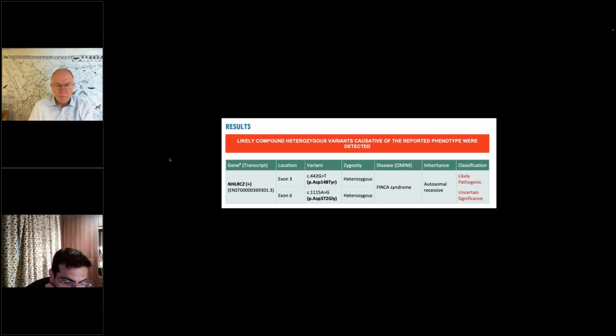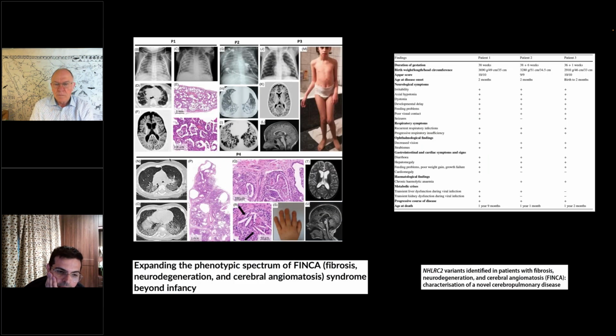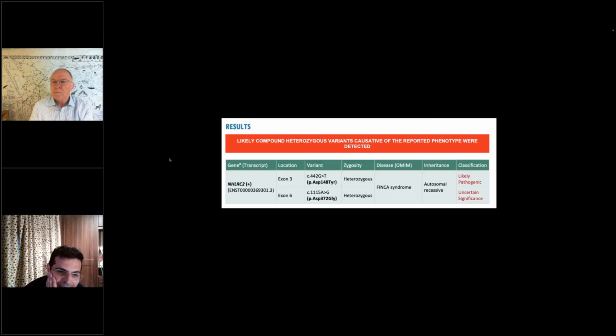Don't know about the gene being pathogenic, but no, I've not seen this one. And really, can you call this FINCA without fibrosis, without the F, with the INCA syndrome? No, there's no angiomatosis too. So yeah, there's no fibrosis. INCA syndrome, there's only neurodegeneration. So that's the only finding I have on brain MRI.